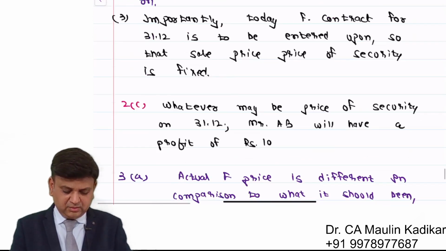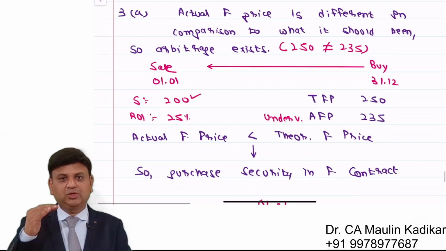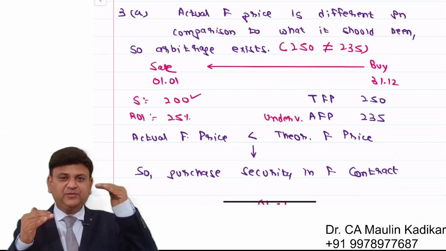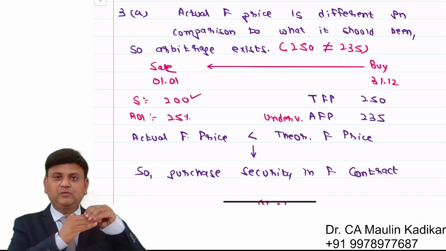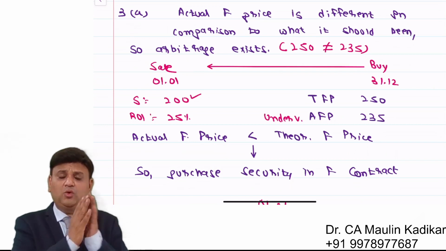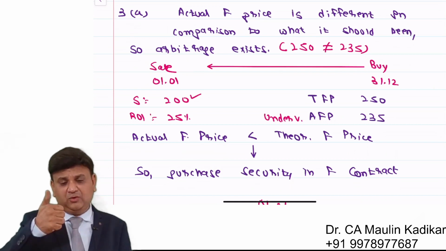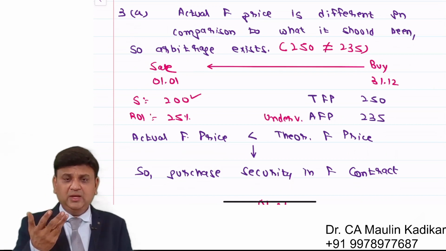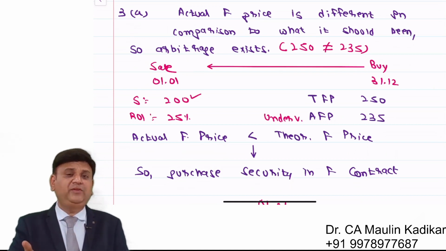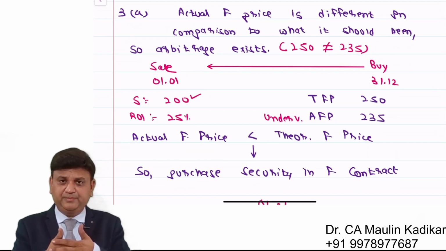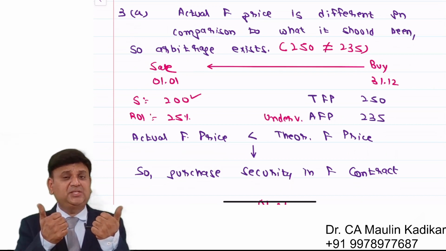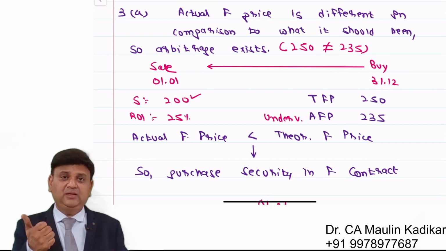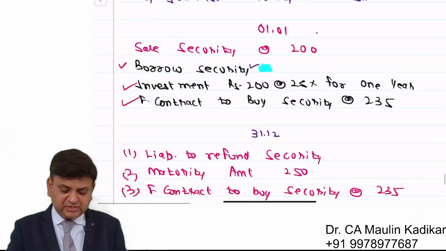In the third question, price of the security is 235. It is again different than 250. So arbitrage exists. Price is less than what it should have been, so we buy at that price. Only buying security at 235 will not give you a gain, because if the price is lower than 235 at the end of the year, you will be stuck. So since you are going to buy security at the end of the year, its opposite transaction is required to be entered upon today, that is sale. What is the price at which you will sell? At 200.